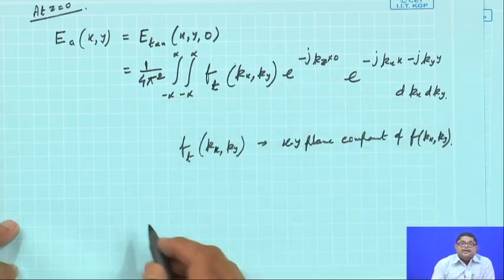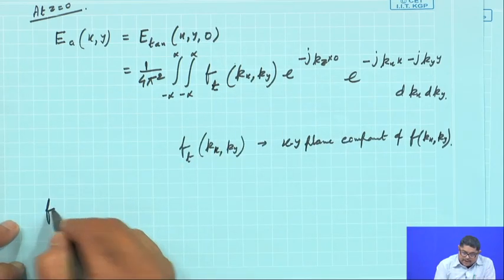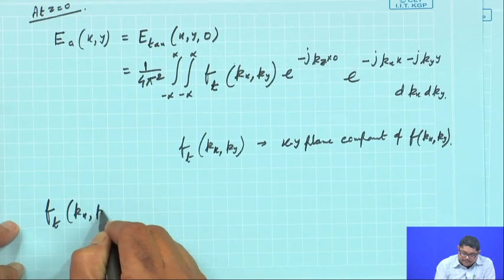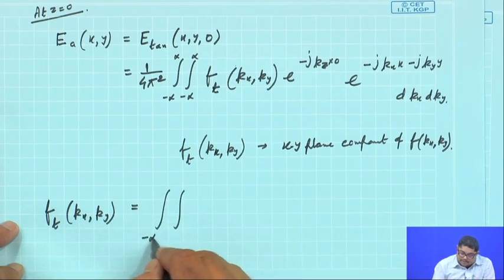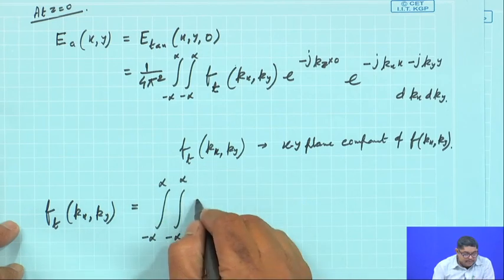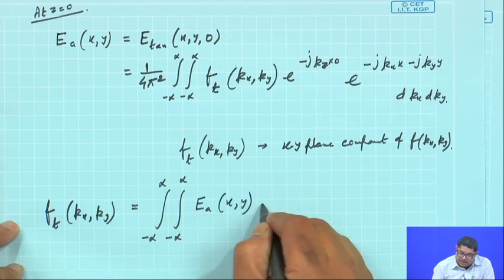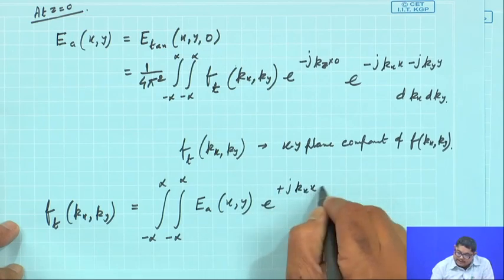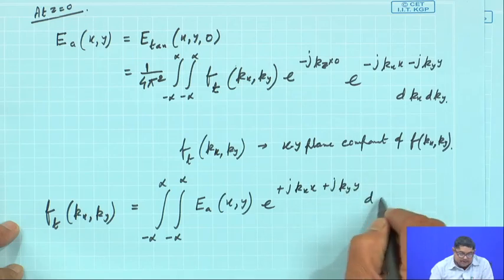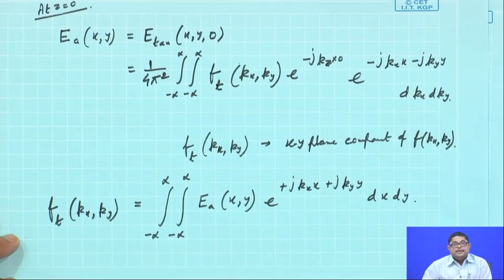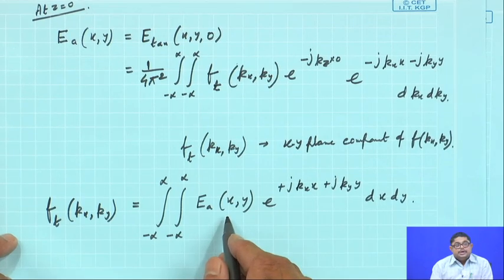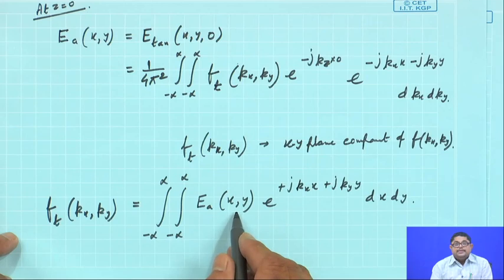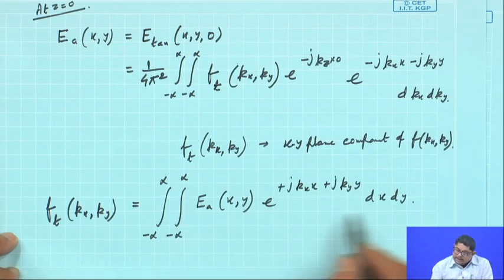So, from our knowledge of Fourier transform, I can now find f t. What is f t k x k y? F t k x k y is equal to the integral of E a x y e to the power plus j k x x plus j k y y d x d y. And I know that this aperture field exists only over the aperture. Generally, I can say so, but this is the exact expression.